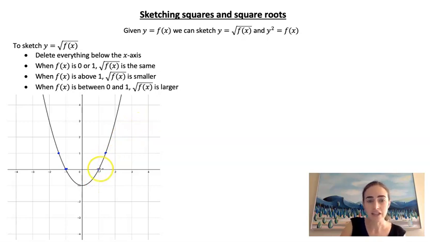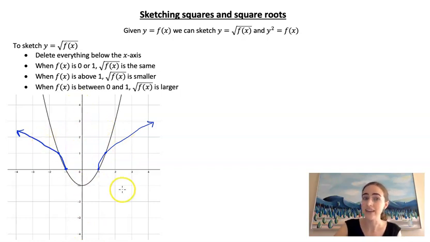But in this section here, where the y value is between 0 and 1, our new function, our square root function, is going to be larger than our original function, so it's going to be above the graph. So it's going to curve up like this. It's going to be above our graph, cut through this point here, and then it's going to be below the graph there. All right, so remember, this is a sketch. It doesn't have to have the exact right values. Often you might even be given a graph that doesn't have any values on it at all along here. All right, so that is a sketch of what our square root function is going to look like.